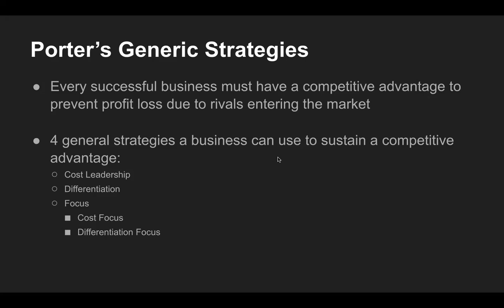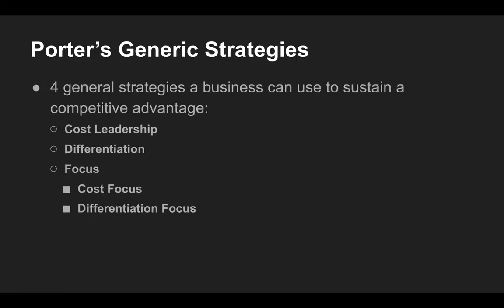So we have four general strategies that a business can use to sustain that competitive advantage: cost leadership, differentiation, and focus. Cost focus and differentiation focus are the two types under focus. Porter said a business should adopt one of these four strategies to have a competitive advantage and a sustainable business model. Again, here are those four strategies.